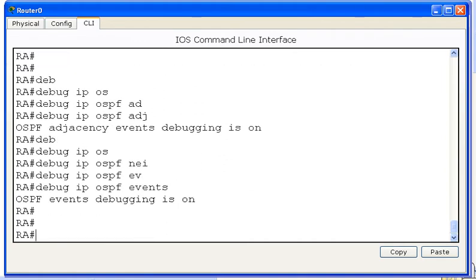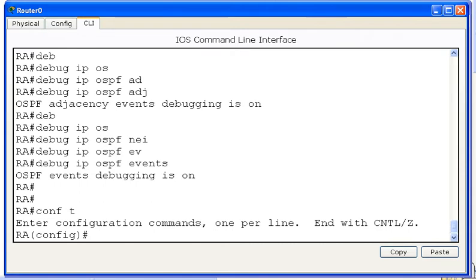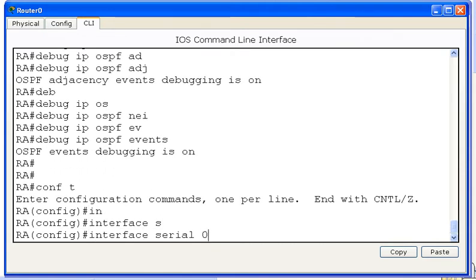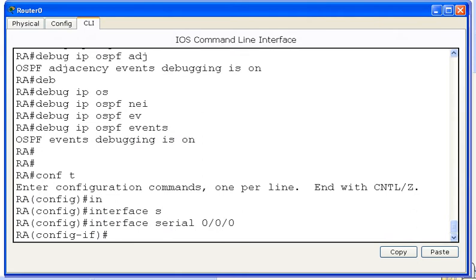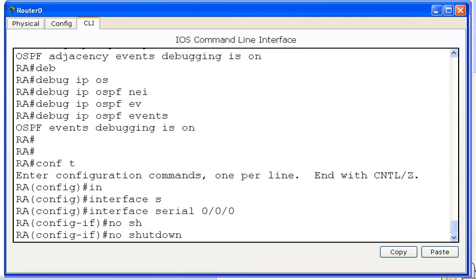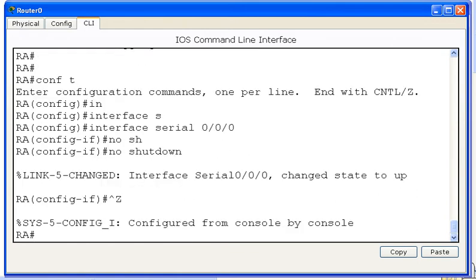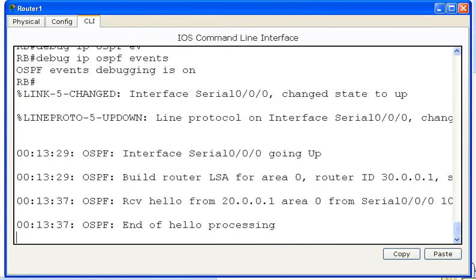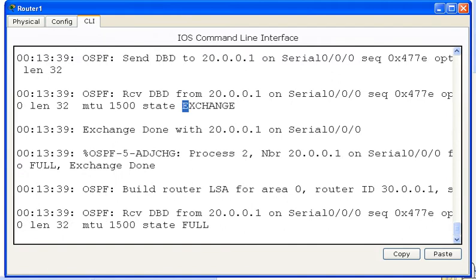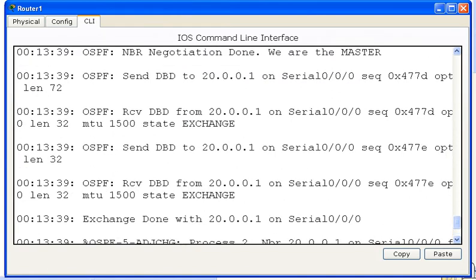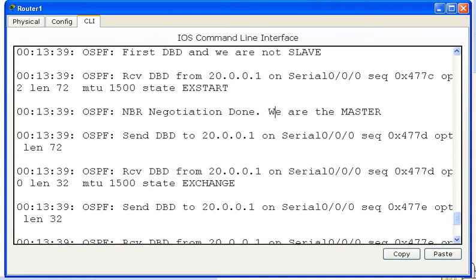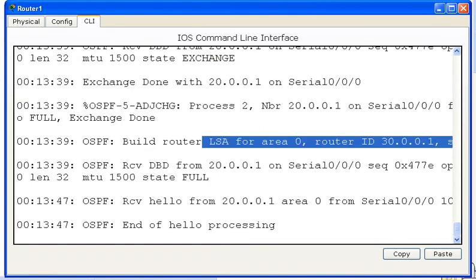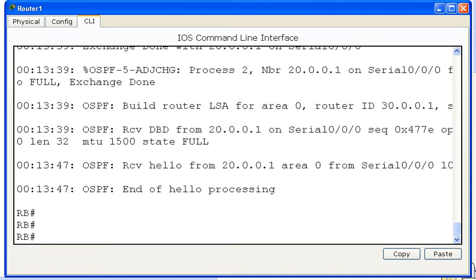Done. Now I am going to enable OSPF. I am going to enable the interface back. Interface serial 0/0/0. As soon as I say no shutdown, you need to see the communications that happen between the routers. Look at this. You will have a lot of information now coming up. They both will start talking. You see exchange, and then you see full. If you see full, then it is done. You see it says we are masters. Let's stop the debug and see what really happened.